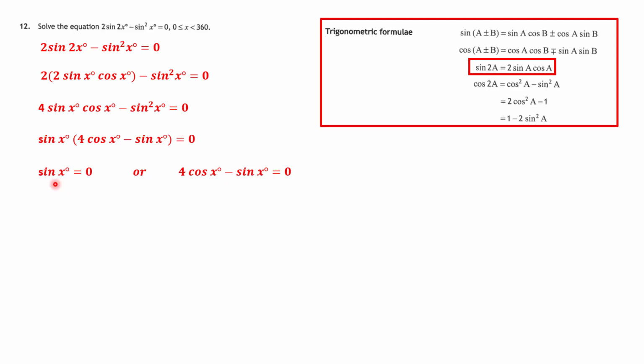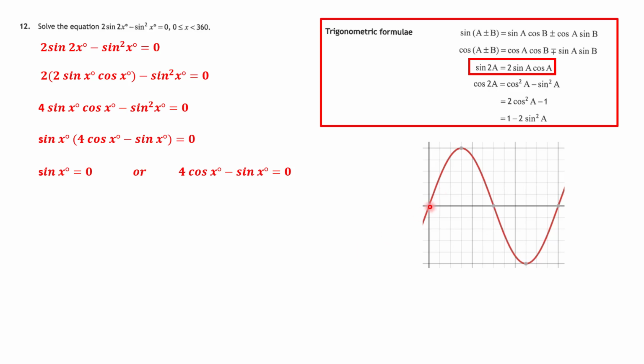Now we know when sine x equals 0 because we should know the graph. It's going to be 0, 180, 360. But of course we can't let it equal 360 because the condition is it's got to be strictly less than 360. So from the first part we've got only 2 answers. X could be 0 or 180.